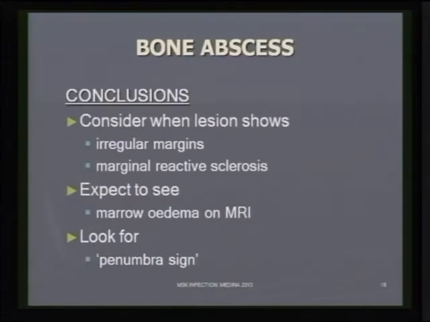So in conclusion, as far as bone abscess is concerned, I think we should consider it whenever a lesion shows irregular margins as opposed to the fairly well-defined margins of benign bone tumours, and when there is extensive marginal reactive sclerosis. What we should always expect to see on MRI in an active bone abscess is fairly extensive marrow edema, maybe with associated soft tissue edema. And what we should always look for, as a very specific indication of the diagnosis, is the penumbra sign on the non-contrast T1 weighted images.